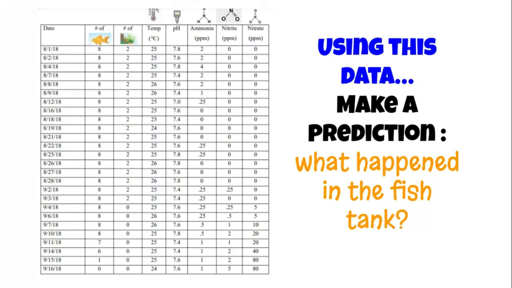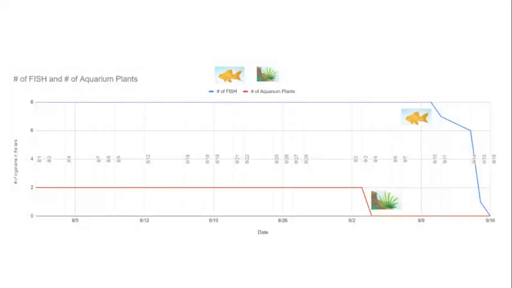For those of you that are at home, it might be hard to see all those little tiny numbers, so we also made some visual graphs for you. This is looking at the live species that are in our fish tank. The blue line on the top is representing the number of fish over the same time period, early August to mid-September. They also recorded on the red line for the same dates the number of aquarium plants that were living.